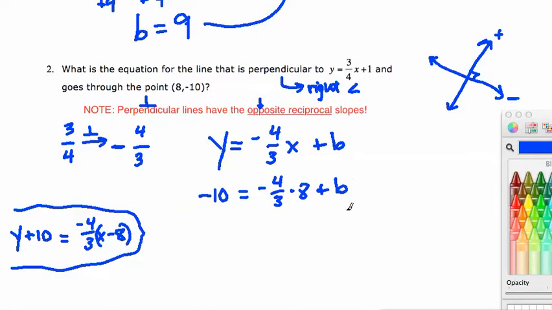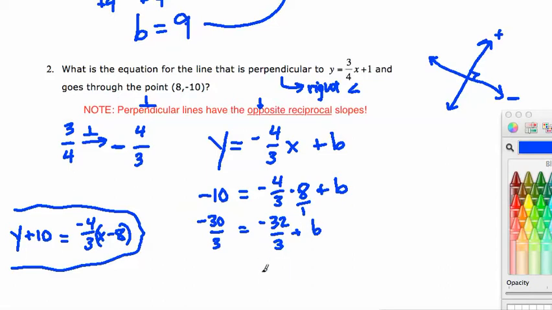This one's going to be a little tough because our 8 doesn't go exactly into 3, so this isn't going to simplify nice. So we're going to have -10 equals, if we're going to multiply these, multiply across, this is 8 times 4, which is 32 thirds. Okay, and then if we wanted to change this one into thirds, because we're going to have to combine, all right, that would just be -30 thirds.